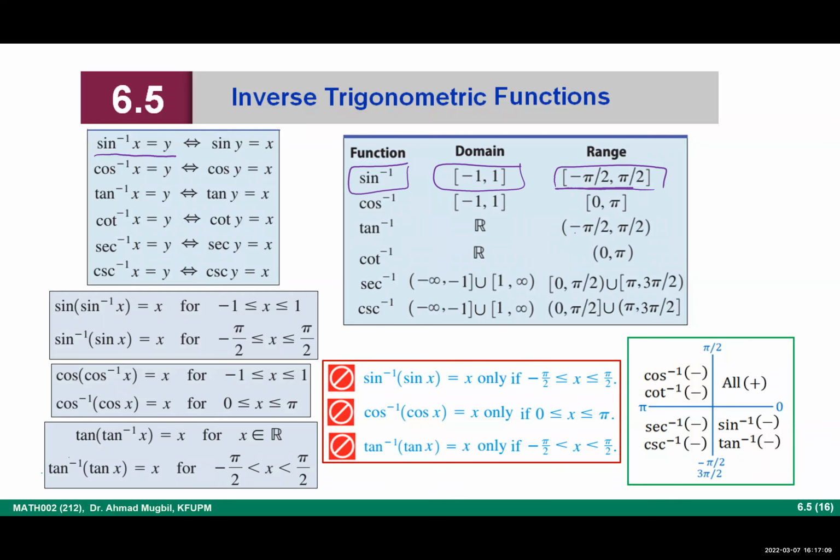For tan inverse, the domain is all the real numbers, and the same for cotan. The range is the open interval -π/2 and π/2, as it is not defined at the endpoints. We had horizontal asymptotes at these 2 points.